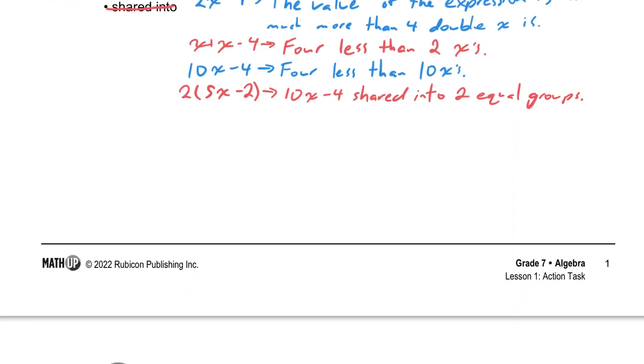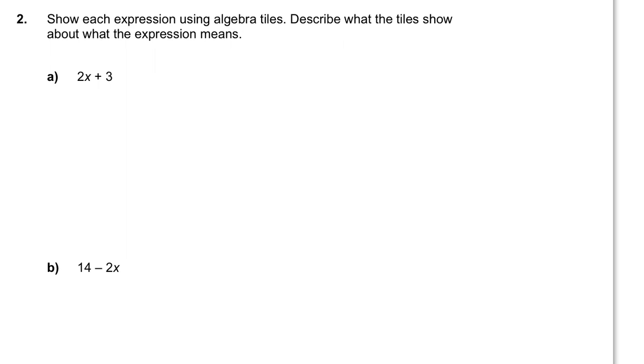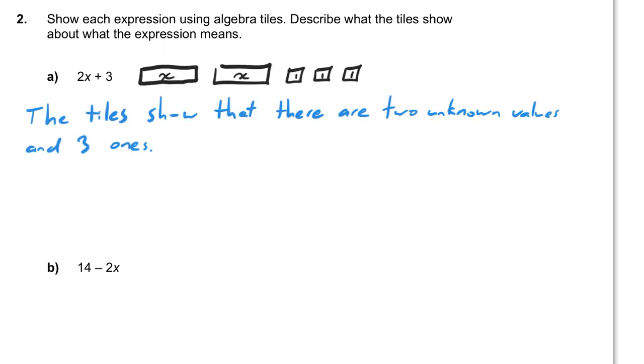Done. Let's go to the next question where it says, show each expression using algebra tiles. Describe what the tiles show about what the expression means. Okay, I might draw it like this. The tiles show that there are two unknown values and 3 ones.